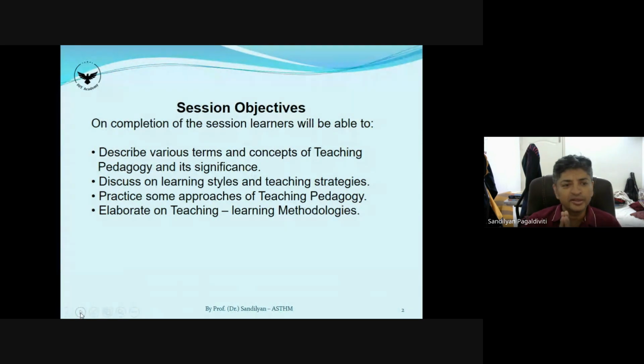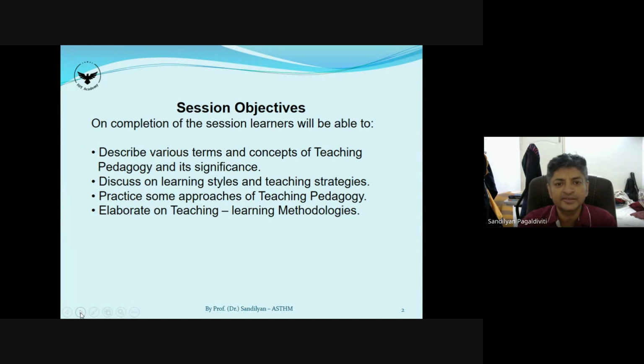You can see on the screen, on completing this session, I am sure all of you are already using many of these concepts, but you will be able to describe various terms and concepts of teaching, pedagogy and its significance. You will be able to discuss different learning styles and teaching strategies. You will be able to practice some of the approaches of teaching pedagogy, and you will be able to elaborate on different teaching learning methodologies. This is the what.